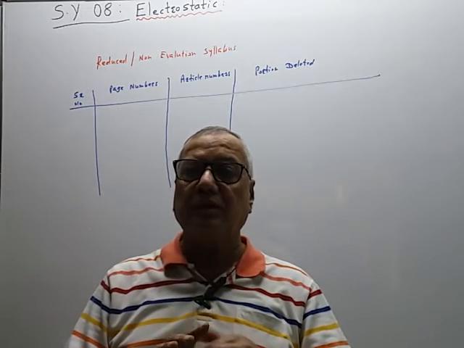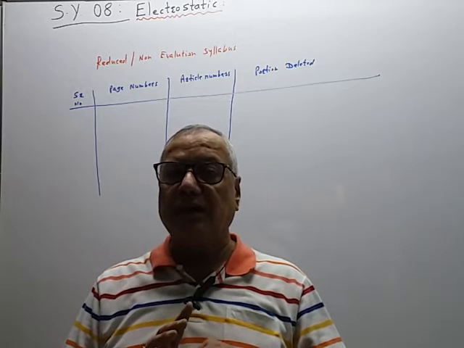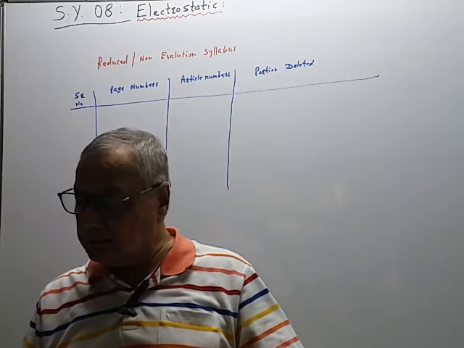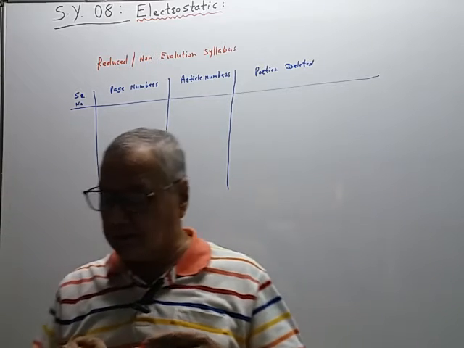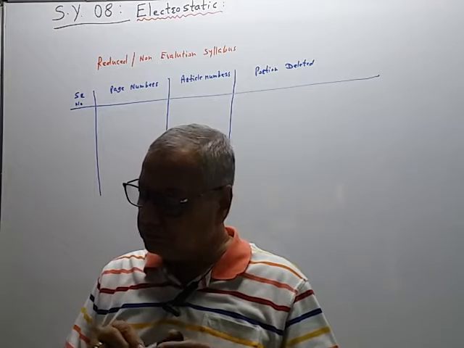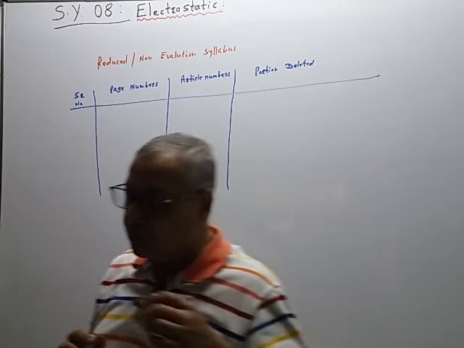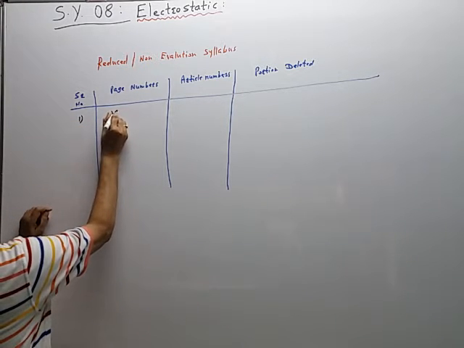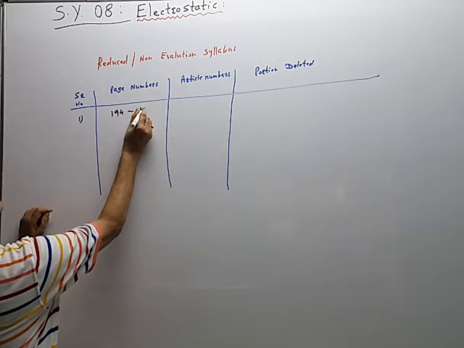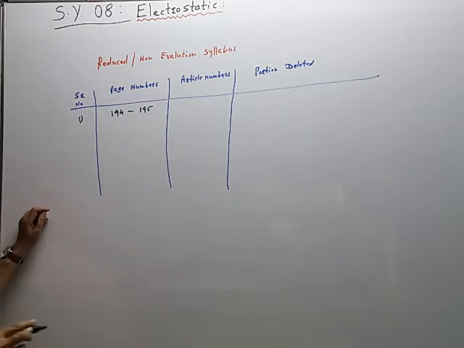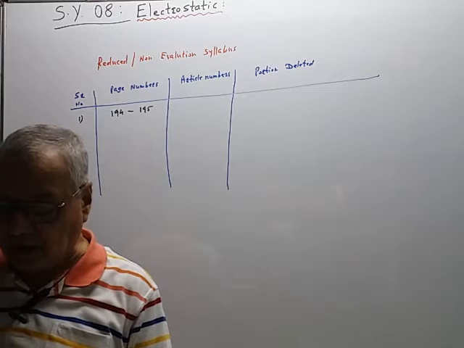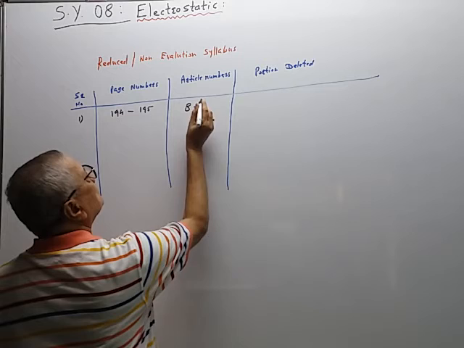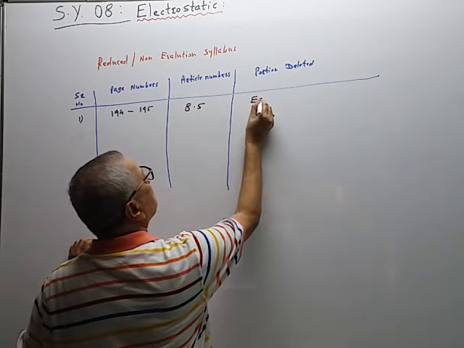Now in this topic, for corona, some articles are deleted, and the articles are like this. Articles and their names from the chapter electrostatic are like this. So, page number 194, 195. Article number 8.5: Equipotential surface.